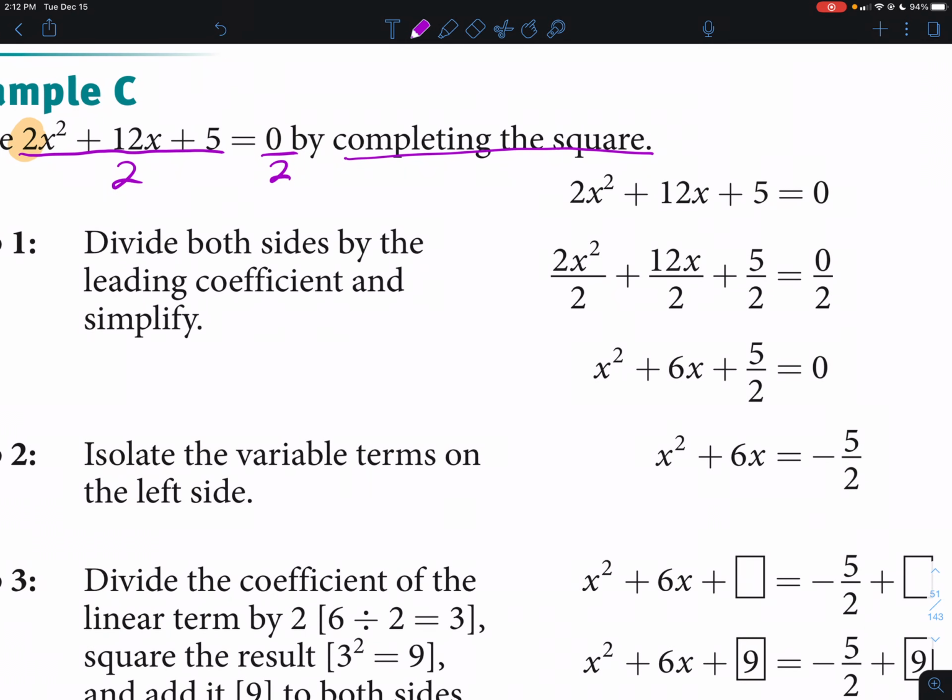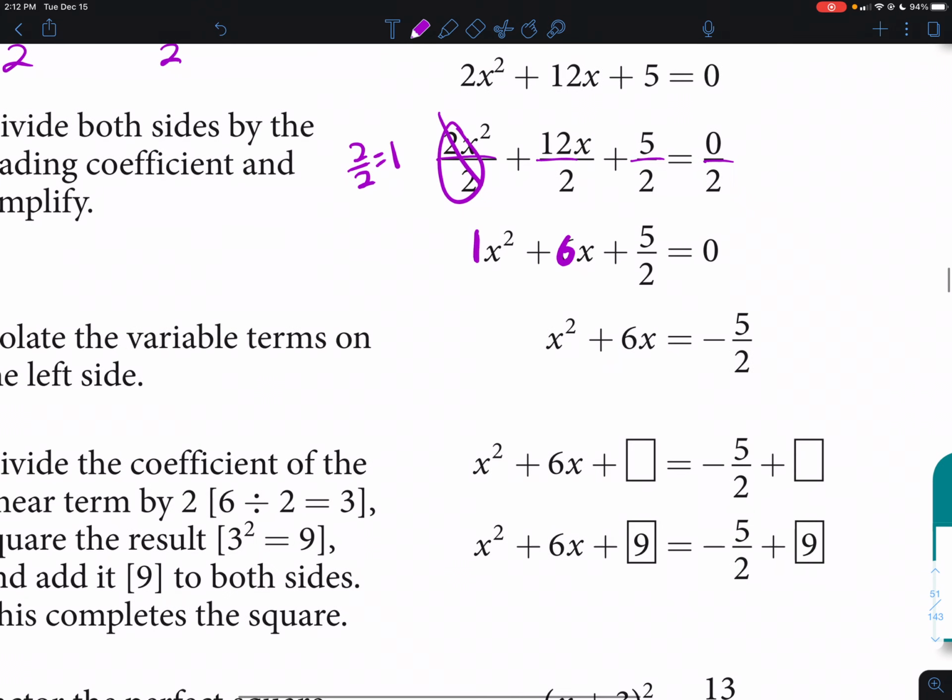We want our leading coefficient to be 1. That's the goal. What's 2 divided by 2? It's 1. So we divide by 2 in the front here, and when we do, we have to divide everything by 2. So that cancels out to give us x squared. 12 divided by 2 gave us 6, and 5 over 2 is just 5 over 2.